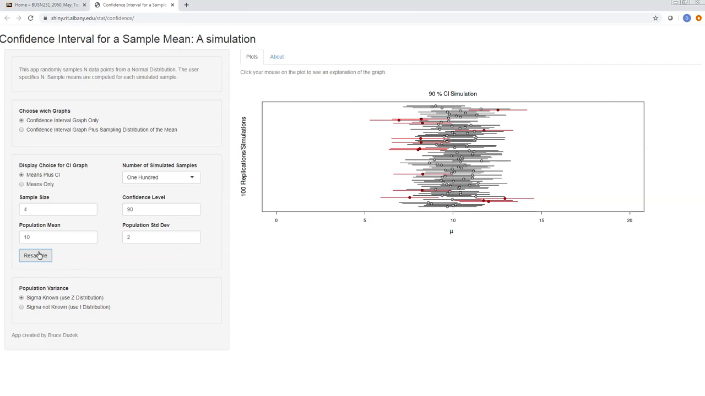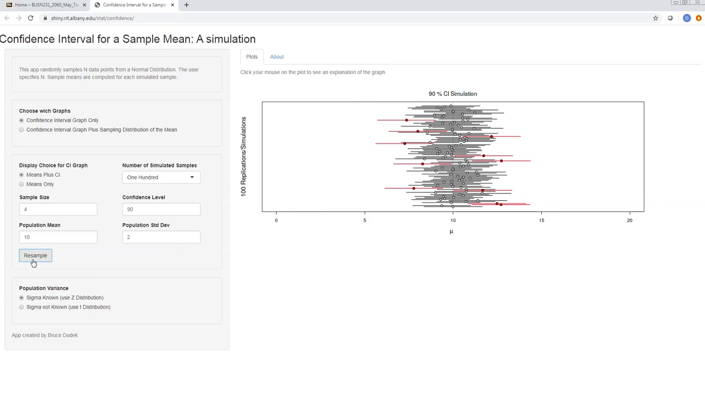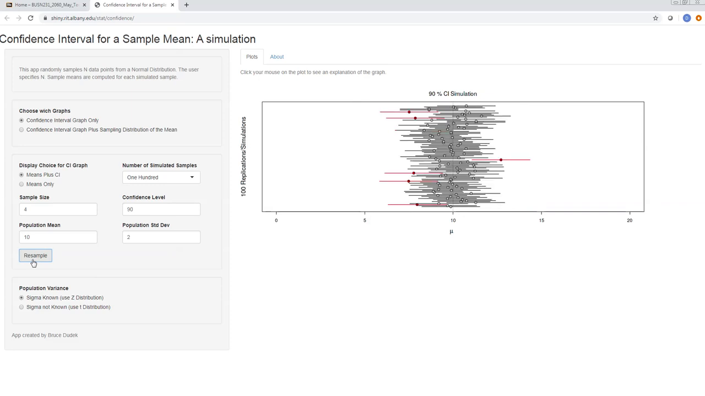That's clearly more than 10. That's less than 10, probably. 1, 2, 3, 4, 5, 6, 7, 8, 9. Now that's 10, exactly. That's also close to 10. So you get the idea, right?